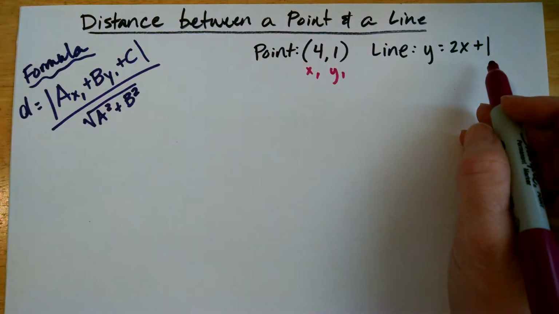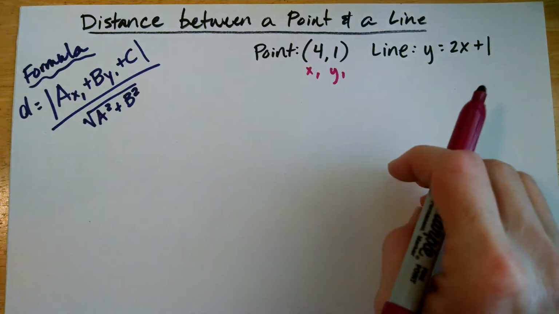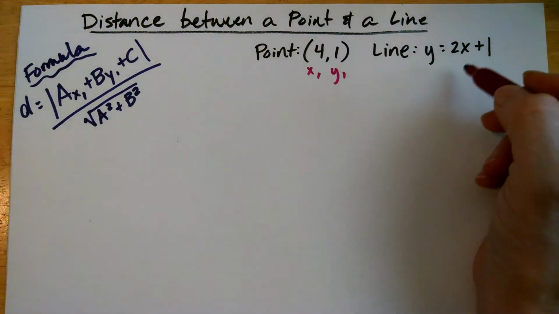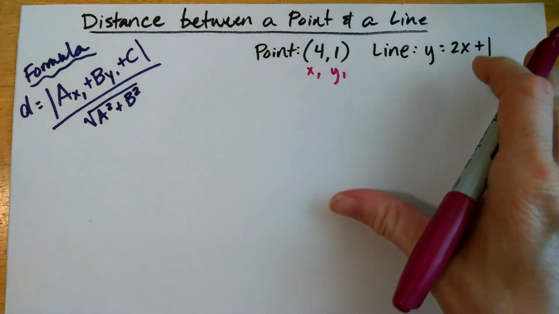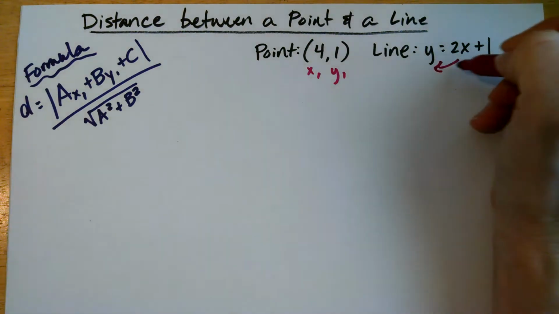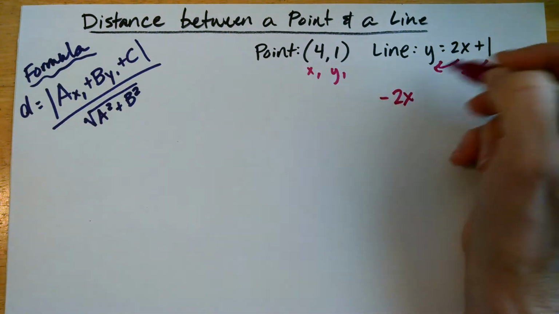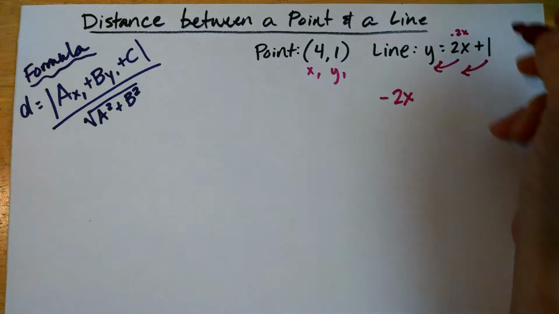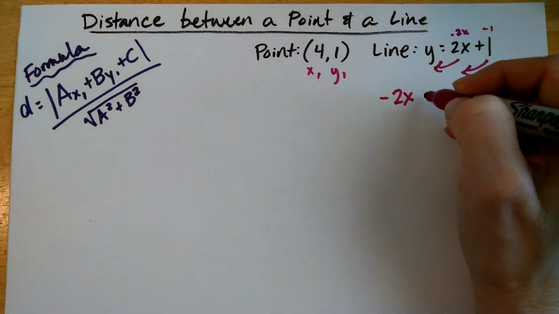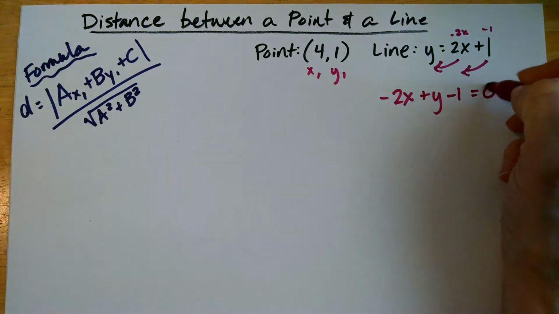So we've got this line over here. We need to put this line in the form Ax plus By plus C, which is the general equation form. So let's move everything over so it equals 0, and then we can see our A, B, and C. I'm going to move the 2x over as well as that 1, so I'm going to subtract 2x over here and subtract 1 over there. I'm going to put it in alphabetical order: negative 2x plus y, that didn't move, minus 1 equals 0.